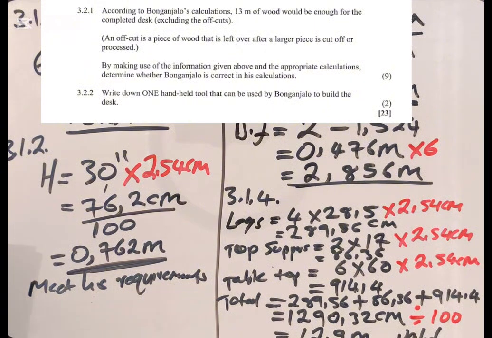Then the last question says: write down one handheld tool that can be used by Bonginjalo to build the desk. We can talk about what? There are many things. Hammer, screwdrivers, and many more.